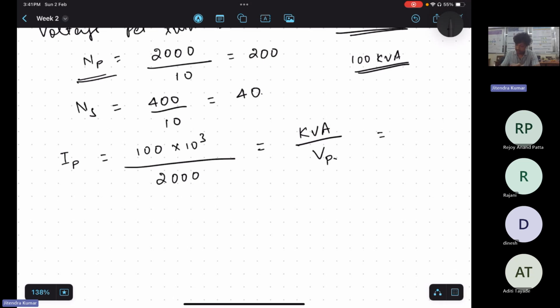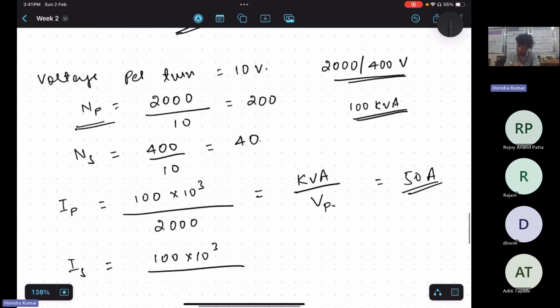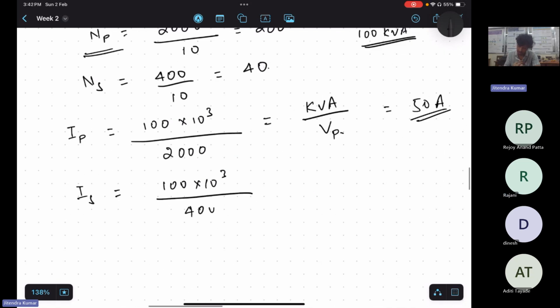50 amps, I guess. 50 ampere is the primary current. Yes, 50 amperes. Similarly, the secondary current should be how much? The voltage in the secondary winding is 400 volt, given. So 100 kVA divided by 400, 250 amps. Exactly, 250. So you are done with the current.